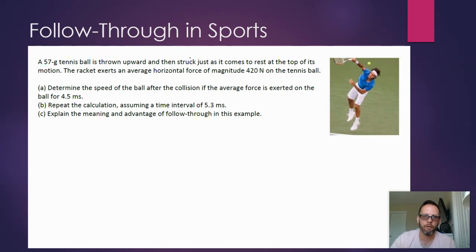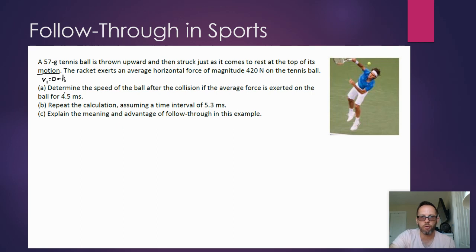So at the top of its motion, hopefully we'd all agree, just before it comes back down, its speed is 0 meters per second. And then the tennis ball is struck, and the tennis racket, we're going to say, exerts a force of 420 newtons on the tennis ball.